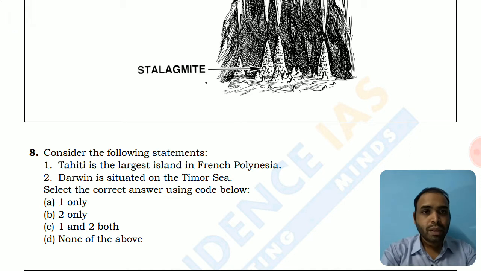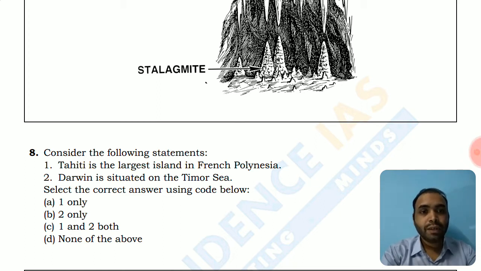So it is one of them. And Tahiti is the largest island of the French Polynesia. And Darwin is situated in the north of Australia. It was recently in the news because the U.S. Army was preparing to... America is having one of its centers in the Pacific in Darwin.